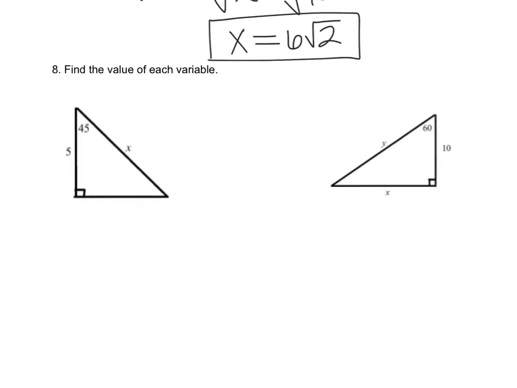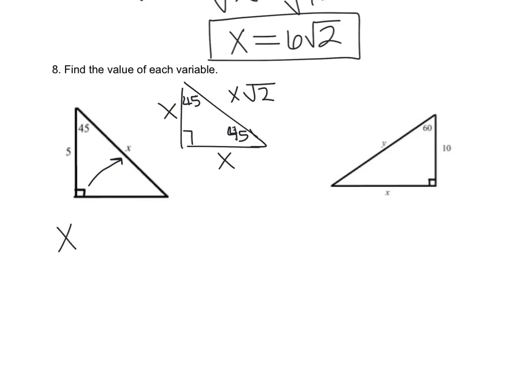This one is going to be finding the value of a variable of a special right triangle. So remember, we have two special right triangles. The first is the 45, 45, 90. So in a 45, 45, 90, the legs have the same length x, and the hypotenuse is the length of the leg times square root 2. So in our example, we know the length of a leg, and we're trying to find the length of the hypotenuse. So the length of our hypotenuse x is going to equal our leg 5 times the square root of 2.